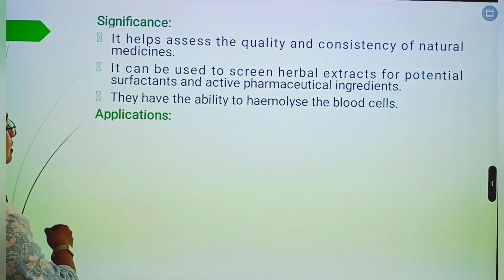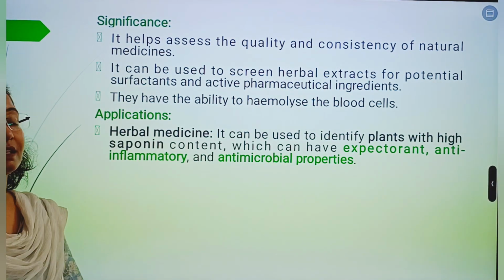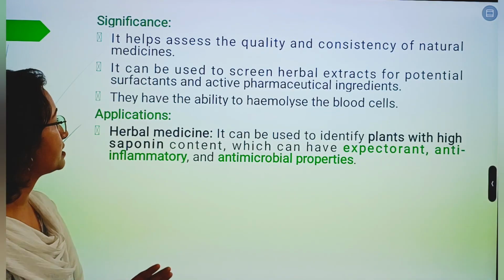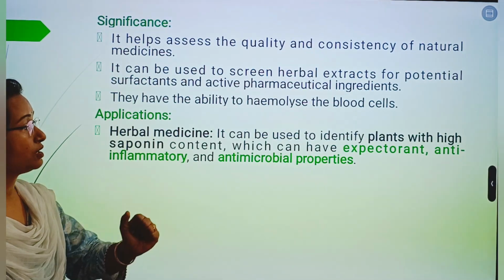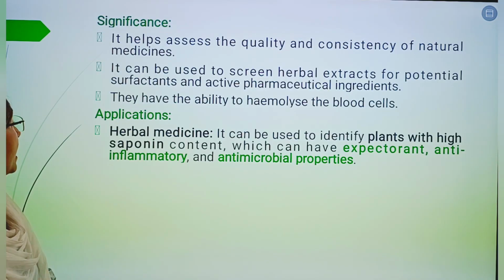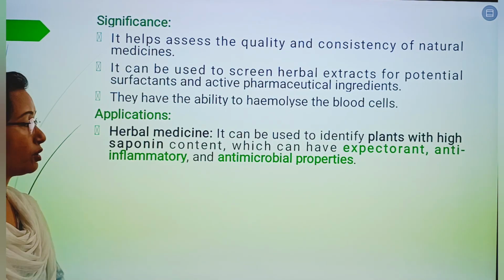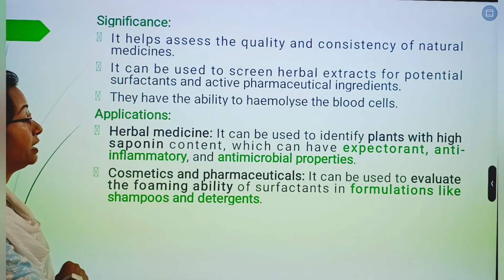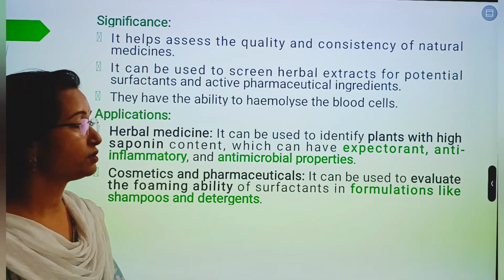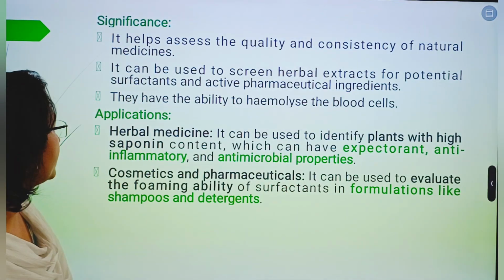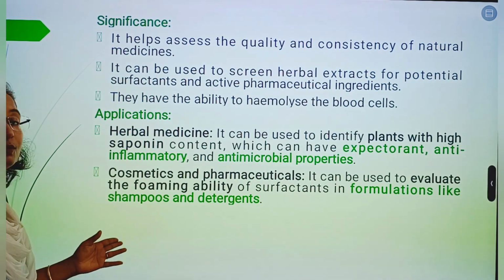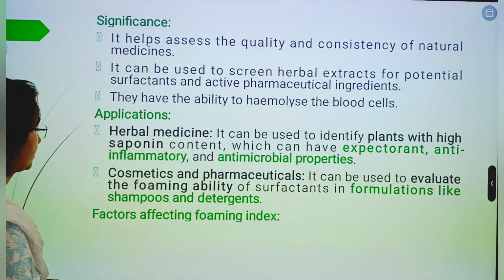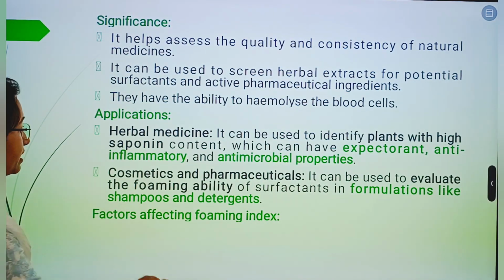Applications. It is used in herbal medicines. It can be used to identify plants with high saponin content, which have expectorant, anti-inflammatory and antimicrobial properties. It can be used in the cosmetic and pharmaceutical industry also to evaluate the foaming ability of the surfactants in formulations like shampoos and detergents.